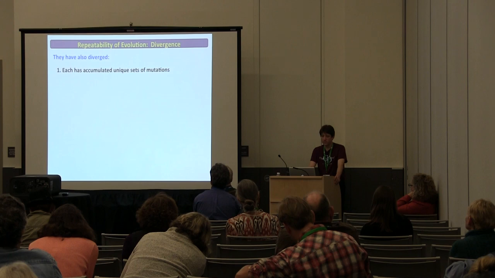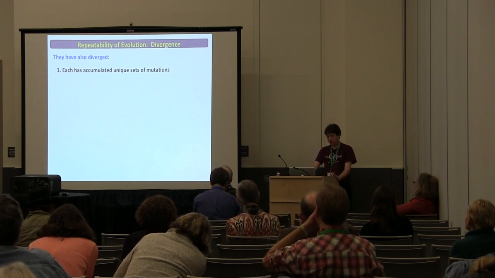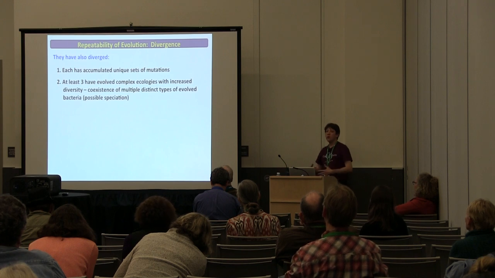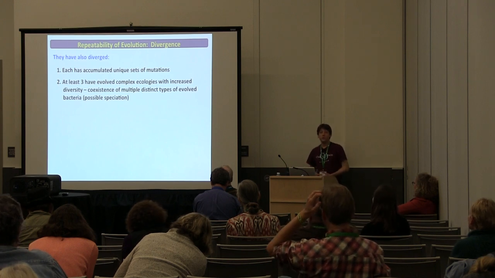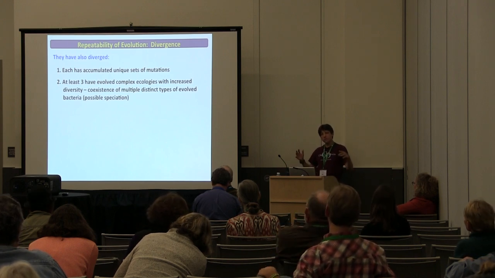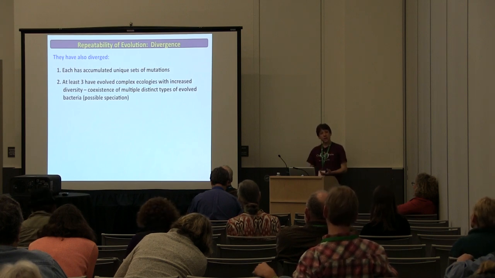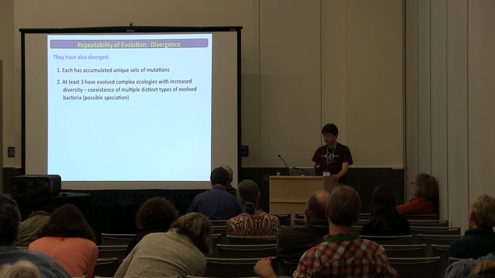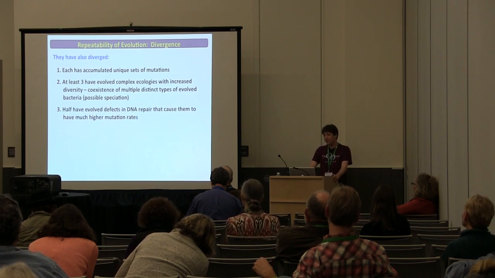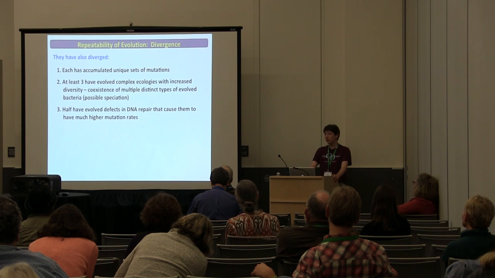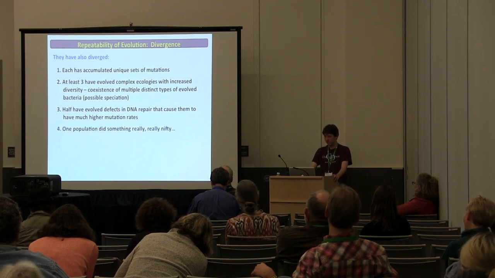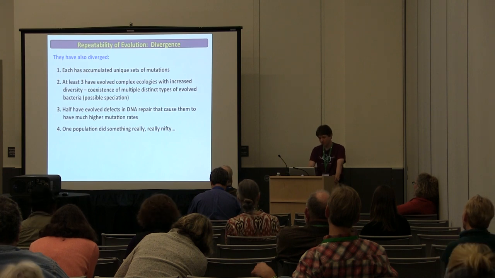But there have also been differences. So each has accumulated a unique set of mutations. At least three have evolved complex ecologies with increased diversity, which means there's coexistence of multiple different types of E. coli within them, indicating possible speciations taking place. About half of them have evolved defects in their DNA repair that cause them to have much higher mutation rates than their ancestor. And then finally, one population did something really, really nifty.